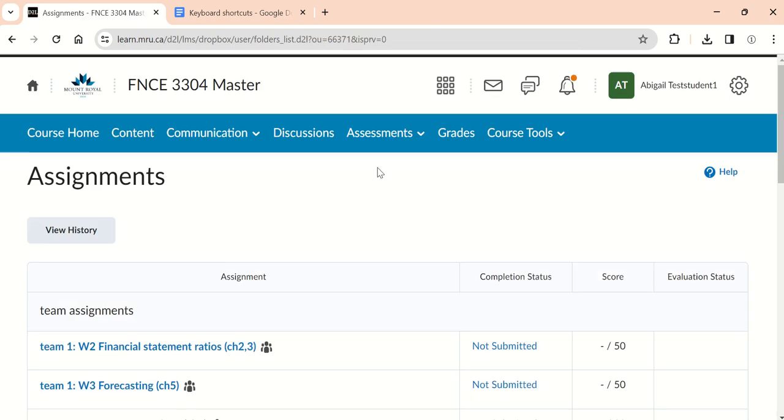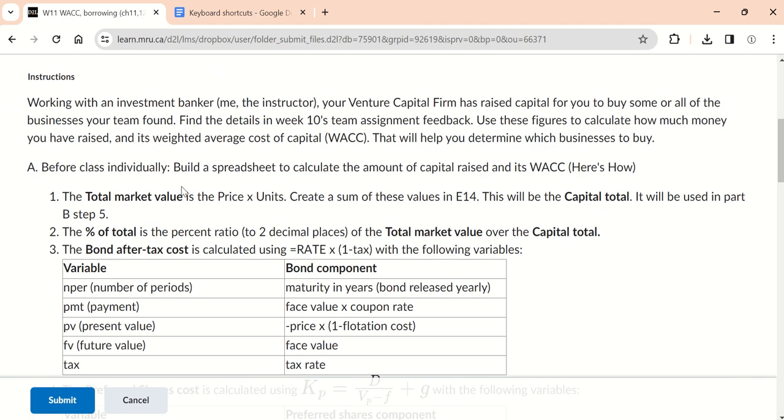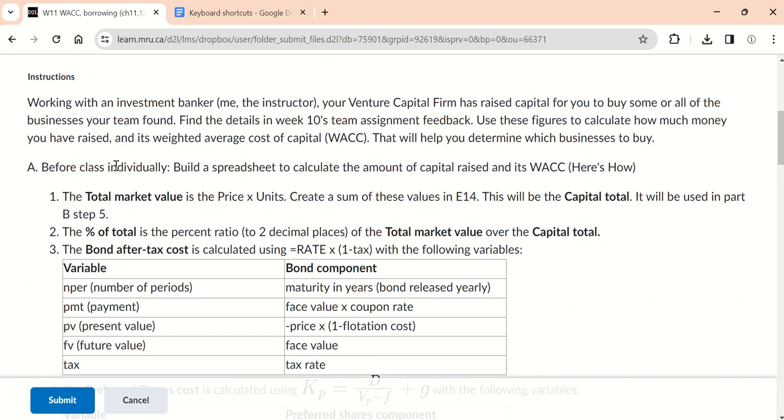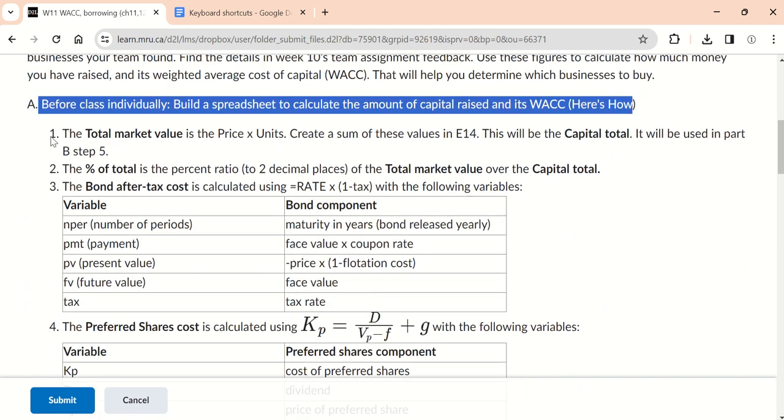So this first part is what I just told you about me being the investment banker, what you're going to find. And this part you're going to be doing individually before class. And we're going to start the first step.